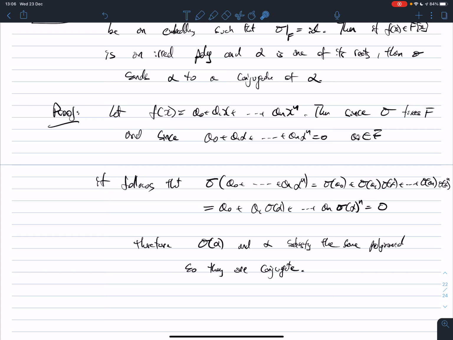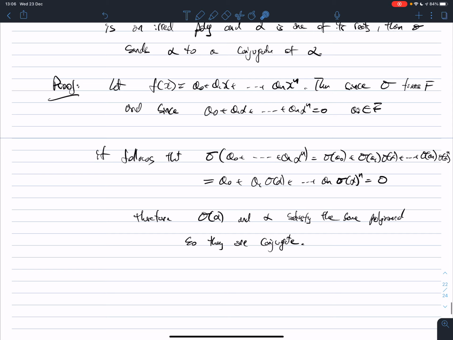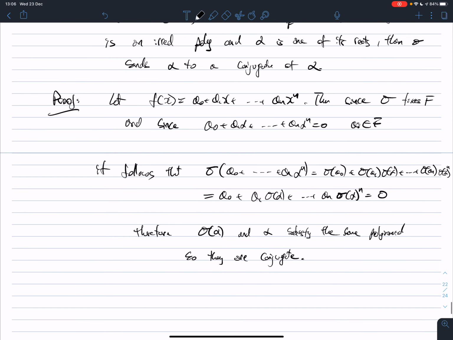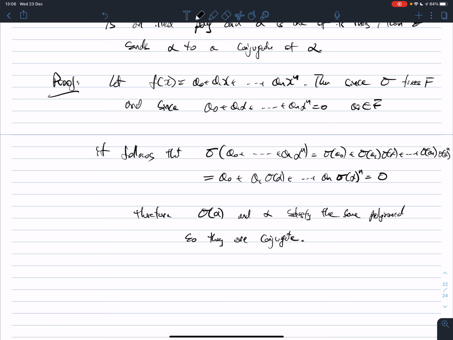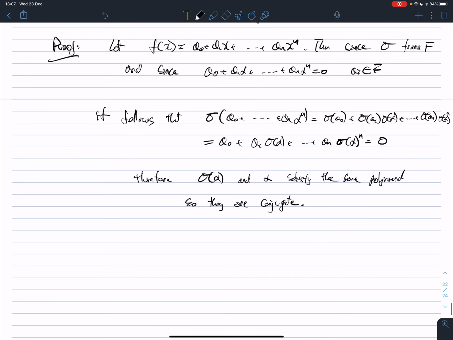But anyway, the key is that because this is a ring homomorphism and it fixes f, then if I have my integral dependence relation for alpha, and I apply sigma to it, I just get the same integral dependence, but now for sigma of alpha. Remember that sigma of alpha is now some other complex number. So this other complex number satisfies the same polynomial, so they have to be conjugate roots. So if you're going to write down an embedding, then you need to find all the conjugate roots of your polynomial and move them around.